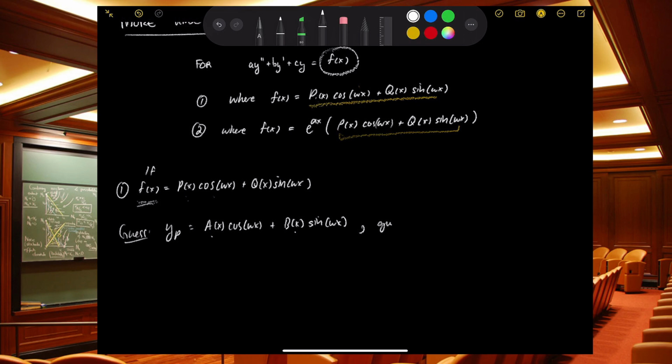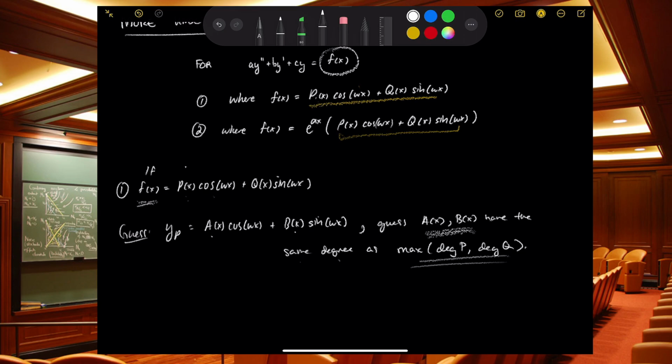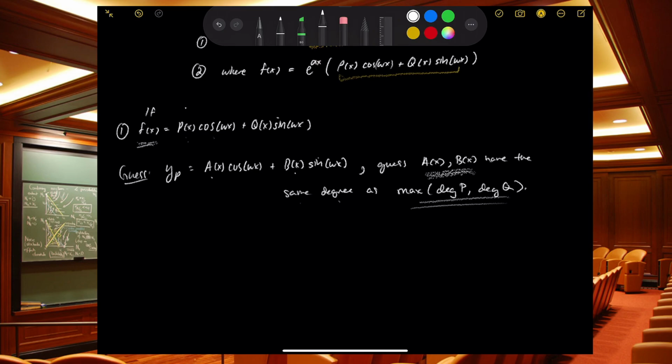And we would hope that A and B have the same degree as the max of the degree of P and degree of Q. Meaning, if this is a degree 2 polynomial and this is a degree 3 polynomial, then A and B would have degree 3. Because there's no way they would have made it through and been a lesser power without producing some x cubed term, if that makes sense. So they would need to be the same degree as the higher of the two. So that's what we would expect.